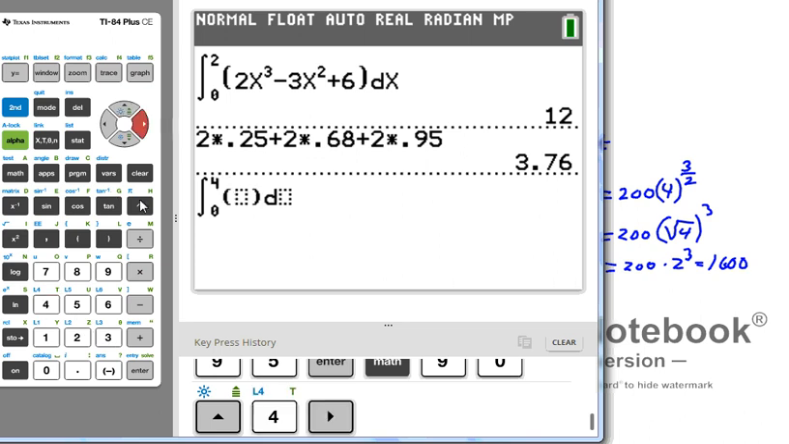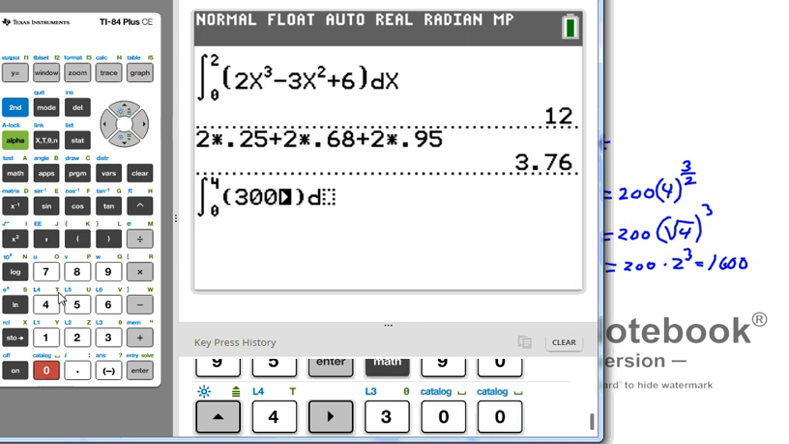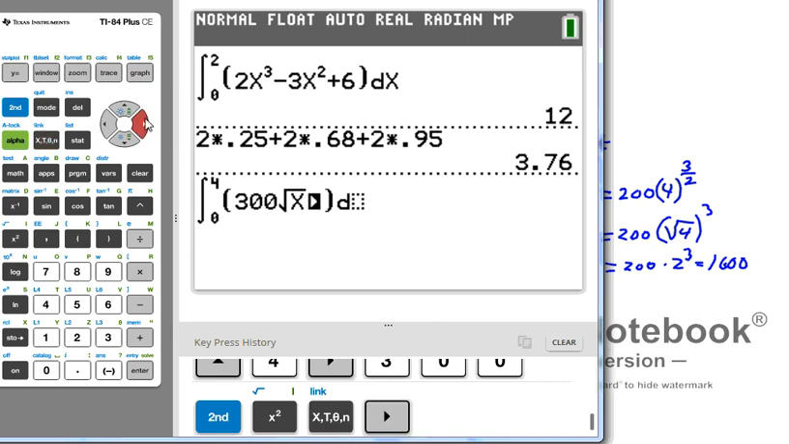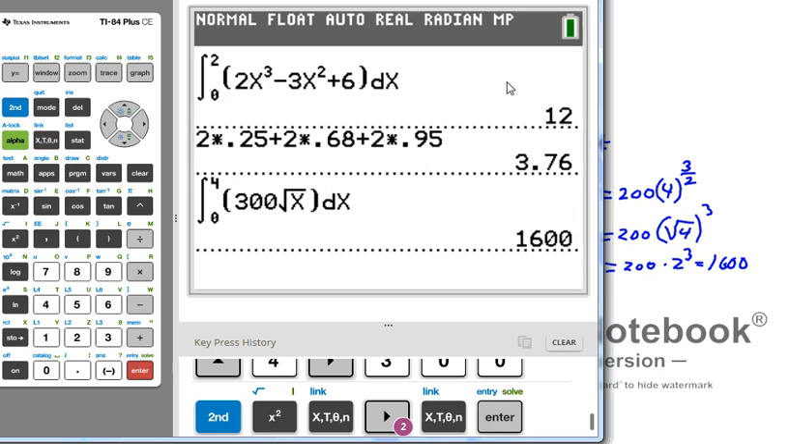We're going to have 300 square root of x dx, 1600.